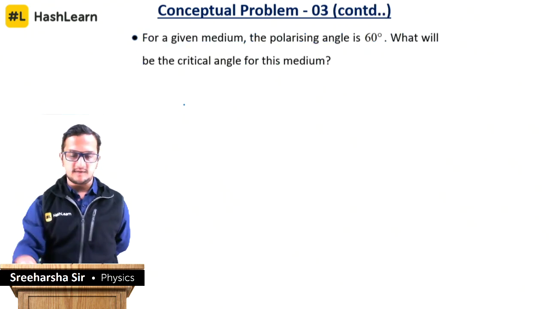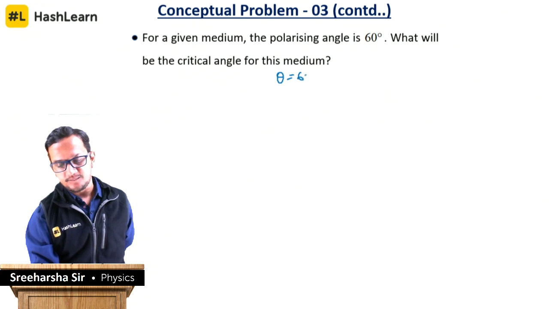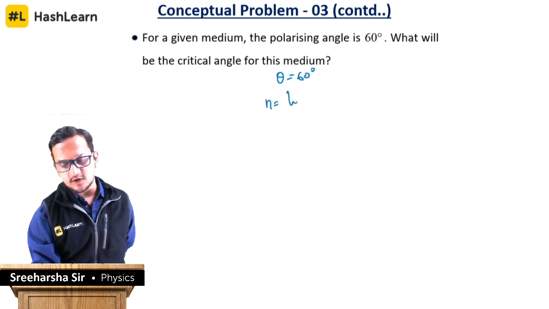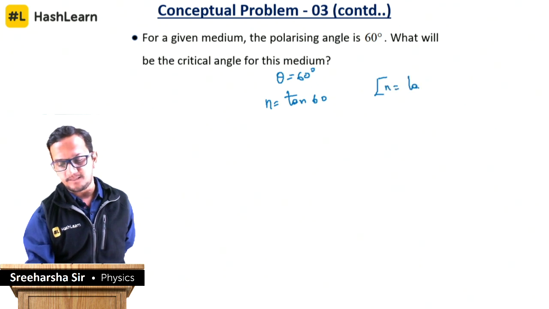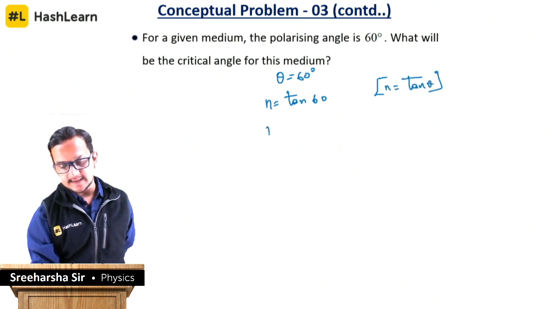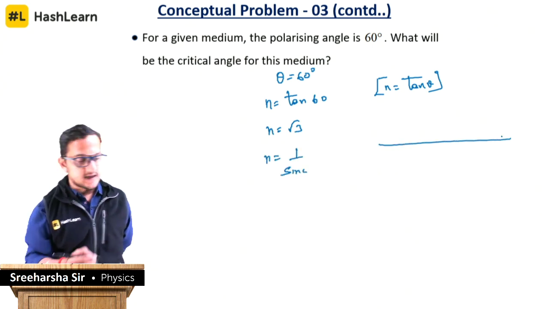So from this you will have theta equals 60 degrees. So from the polarizing angle relation, n is equal to tan 60, that is n is equal to tan theta. So you will have n is equal to root 3, and we know that n is equal to 1 by sine c. So what is critical angle?